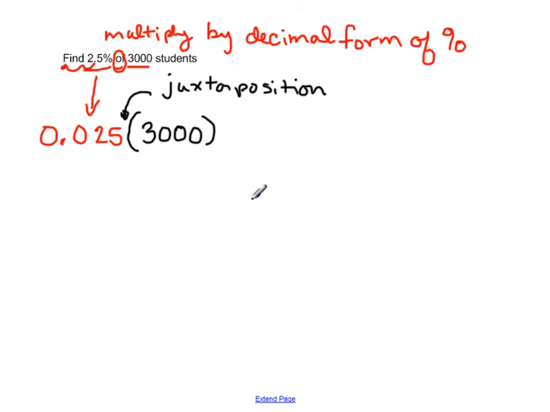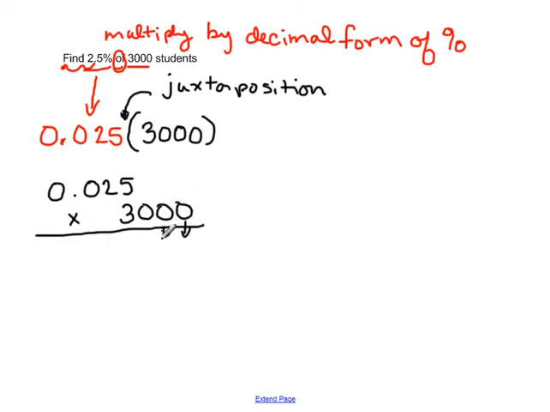Depending on how your instructor wants you to work this, they may want you to work it longhand, or they may be okay with you working it on the calculator. If we were to work it longhand, here's how I would set it up. I would put the 0.025 on top because it has more non-zero digits. And then when I do the multiplication, I would take that 3,000 and offset those zeros. So when I do the multiplying, the zeros are just going to come straight down. 0, 0, 0.